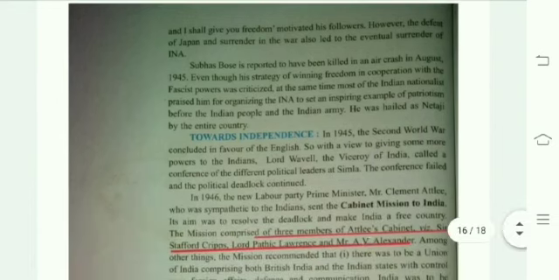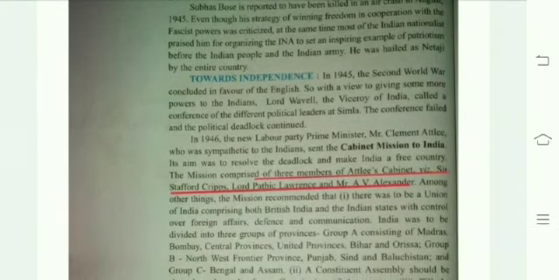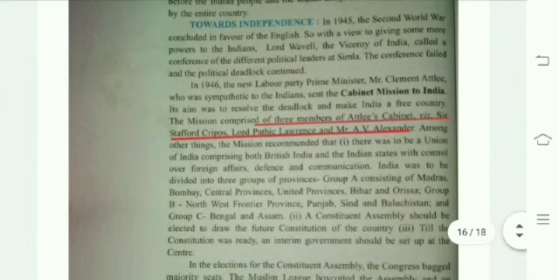After this we will see towards independence. In 1945, World War II concluded in favor of the British. So, in 1946, the Cabinet Mission was sent to India, which comprised members to make India a free country. And there were three members in the Cabinet: Sir Stafford Cripps, Lord Pethick-Lawrence and Mr. A. V. Alexander. These three are very important, you should note.